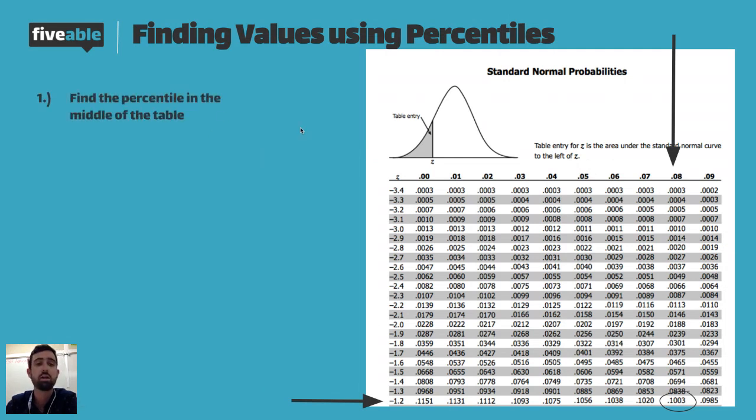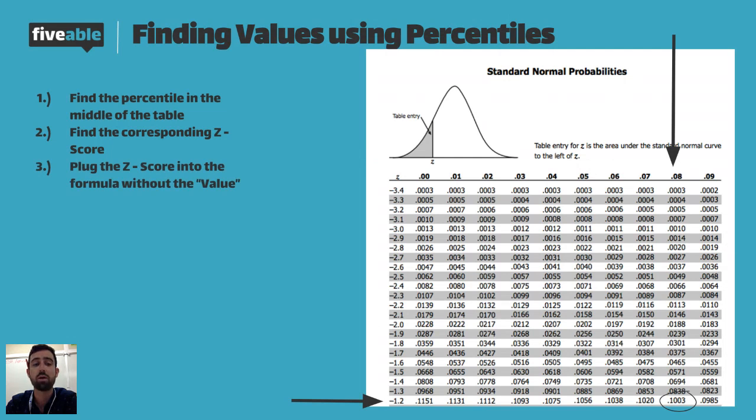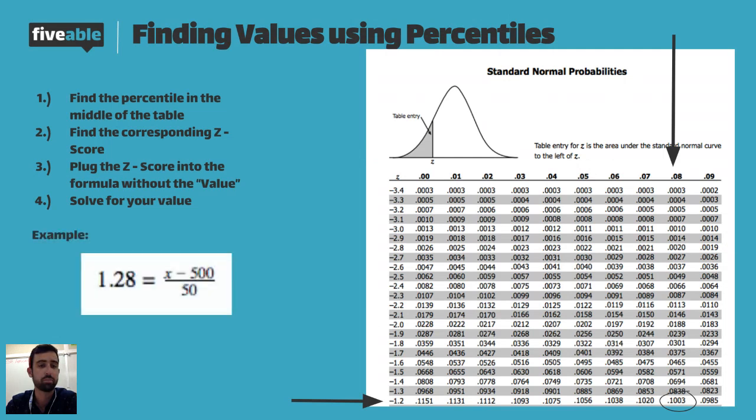Well, here are the steps again. Find the percentile in the middle of the table. This might be something to screenshot in a minute. Find the corresponding z-score. So we found negative 1.28. Plug in the z-score into the formula without the value and solve for your value. So here's an example. We plugged in our z-score, and that actually should be negative, right? X minus 500 divided by 50. So after you solve all that, you should get about 436.